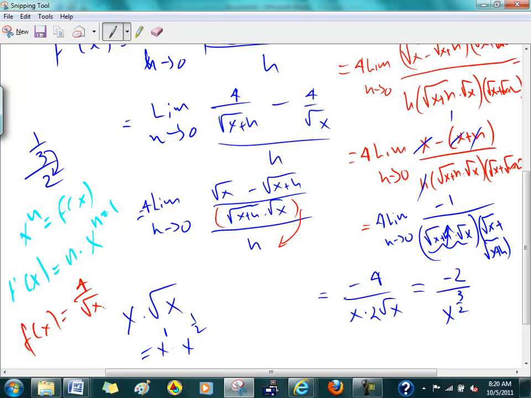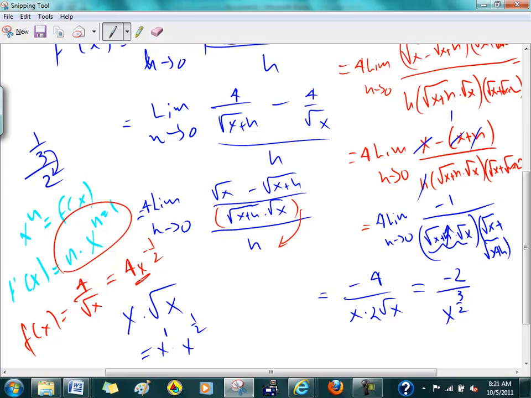Okay? So remember our function originally that we started out with, f of x, was equal to 4 over square root of x. Can I write this in terms of exponents? 4 times x to the negative 1/2 because it's downstairs. And if you apply this rule to it, what is n equal to?